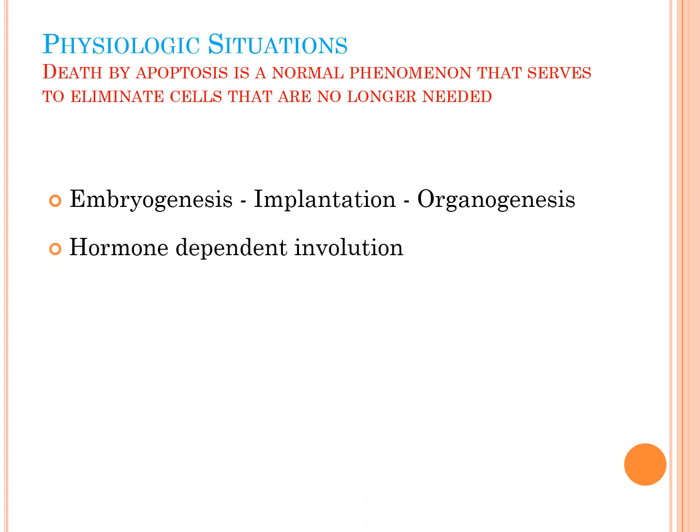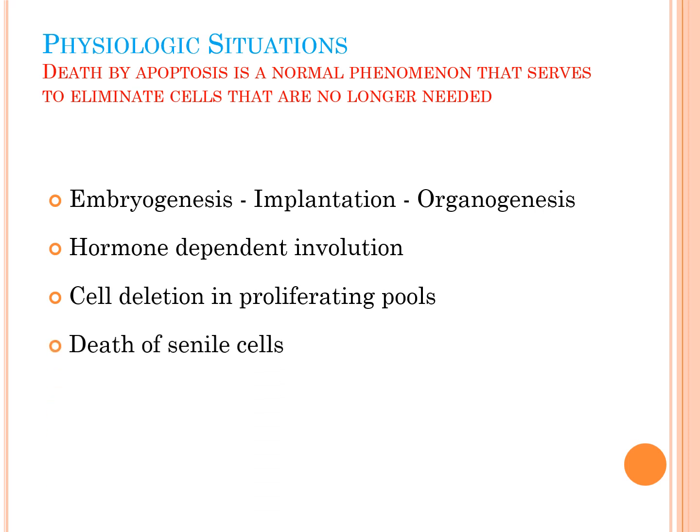And then hormone dependent involution, that is shedding of the menstrual endometrium during the menstrual cycle. And then cell deletion in proliferating pools, that is the cells will be continuously produced in the intestinal epithelium, and the excess cells, which are older cells, will be deleted or die off or be shed off. And death of senile cells, that is older cells, and elimination of self-reactive lymphocytes, that is autoimmune, the lymphocytes which are produced which react to the self cells. Those are also deleted by apoptosis.